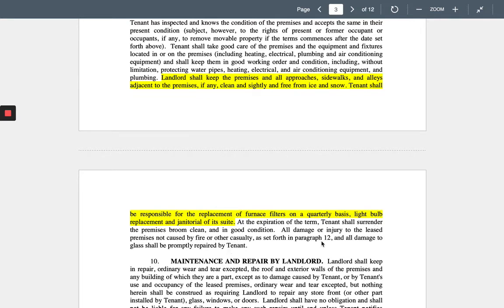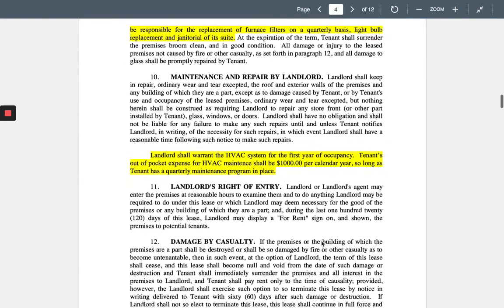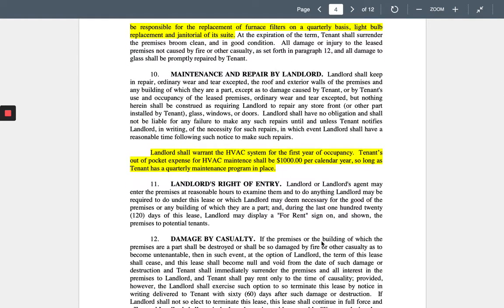Okay, that would be maybe a point of negotiation if it were in your agreement. Okay, maintenance and repair by landlord. Here we go. Landlord shall warrant the HVAC system for the first year of occupancy. Tenant's out-of-pocket expense shall be $1,000 per calendar year, so long as tenant has quarterly maintenance program in place. So it's not defining whether that's on you or an outside company. But it looks like they're only going to be helping you out the first year according to this agreement.